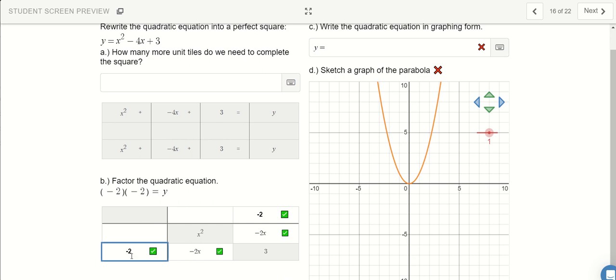Minus 2. But notice that minus 2 does not multiply to positive 3. It should turn into 4, right? So I have 3 tiles here, and I want to make a total of 4. I need to add 1 to both sides to complete my square.